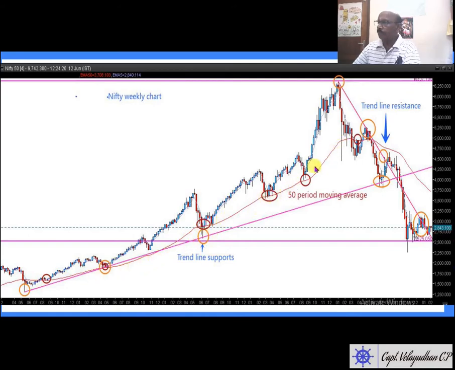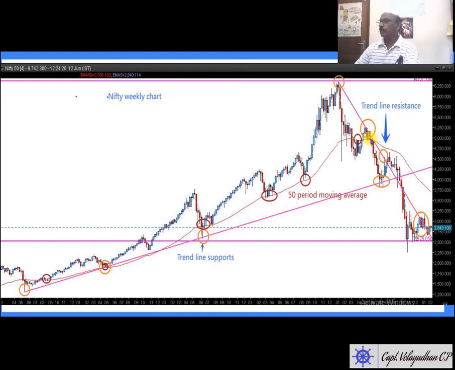It's a 50 period moving average. Moving average we will take in the next class; it itself is a subject to talk about. This also we can see almost following the trend line. See here, it took support here, not touching like this, but took support here. Here again support on the moving average. Here again support. Then it finally broke here.